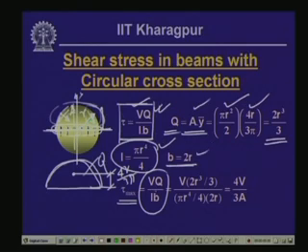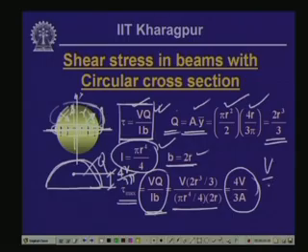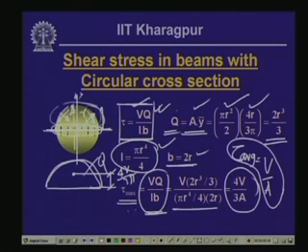If we substitute the values of Q, I and b in this expression for tau max, we get the value of maximum shearing stress as 4 by 3 times V by A. V by A, as you can recognize, we have designated as the average shear. So, tau average is equal to V by A, and that multiplied by 4 by 3 will give us the maximum shear for the circular cross section. Hence, though we cannot use the shear formula for evaluating the shear stress over the entire cross section, which is quite complex, we can evaluate the maximum shear stress at the neutral axis position using this shear formula.